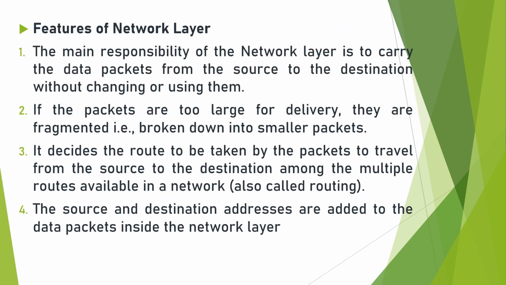Features of the network layer. First, the main responsibility of the network layer is to carry the data packets from the source to the destination without changing or using them. Second, if the packets are too large for delivery, they are fragmented, that is, broken down into smaller packets. Third, it decides the route to be taken by the packet to travel from the source to the destination among the multiple routes available in a network, also called routing. Fourth, the source and destination addresses are added to the data packets inside the network layer.